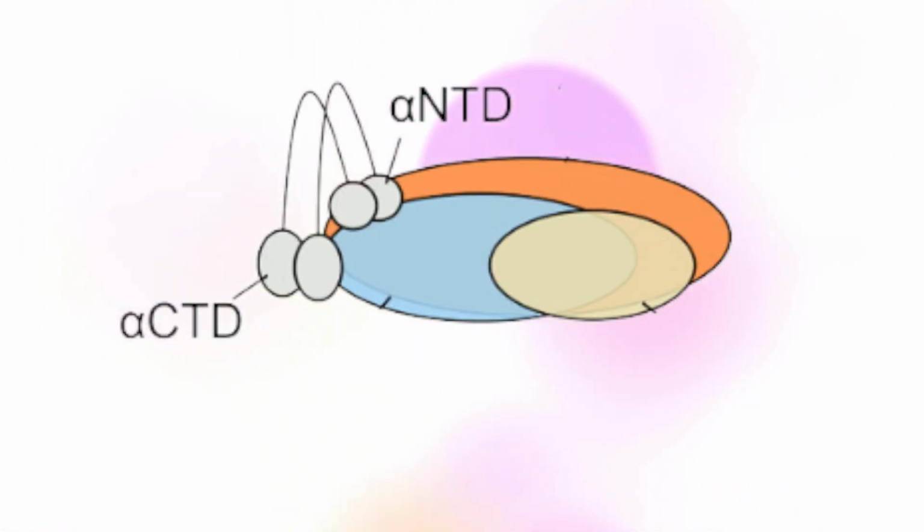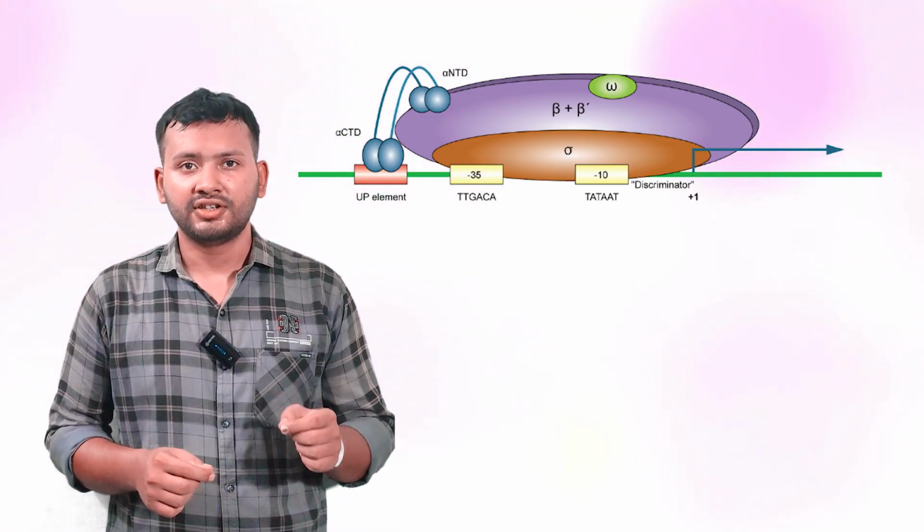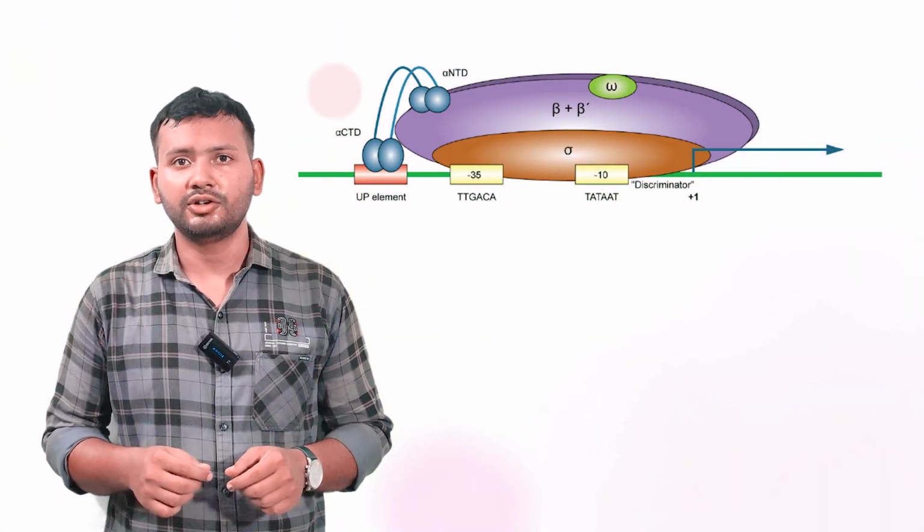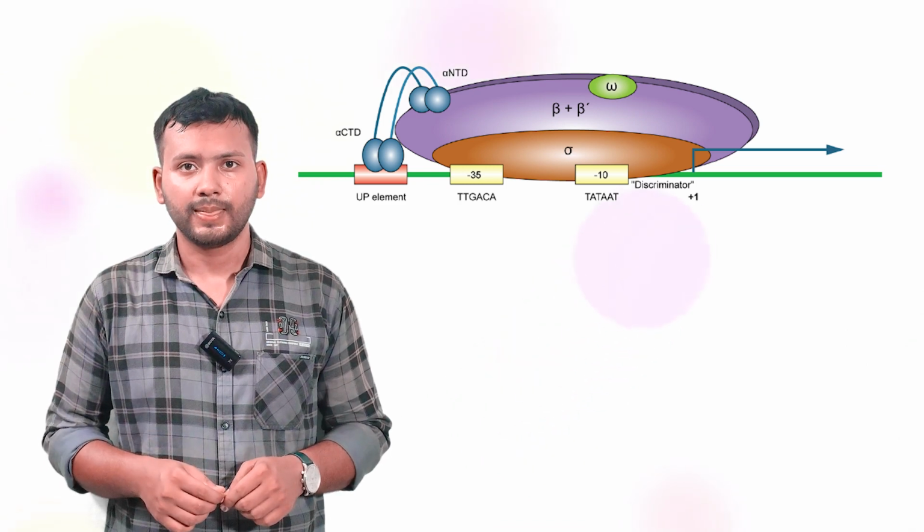Each alpha subunit has two key parts, the N-terminal domains and the C-terminal domains. The N-terminal domains play a role in assembling the core RNA polymerase. Bacteriophage T4 alters the alpha subunit by adding adenosine diphosphate ribose to an arginine. This modification changes the shape of the alpha subunit, reducing its ability to bind effectively. This modification suggests that the alpha subunit is crucial for binding the promoter.